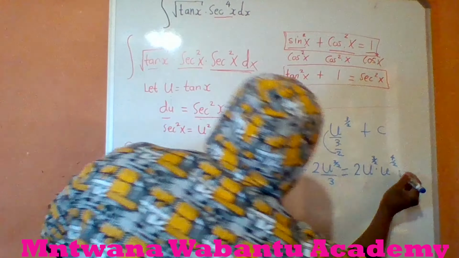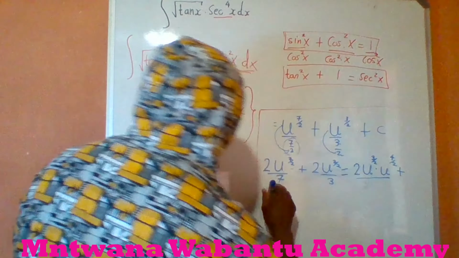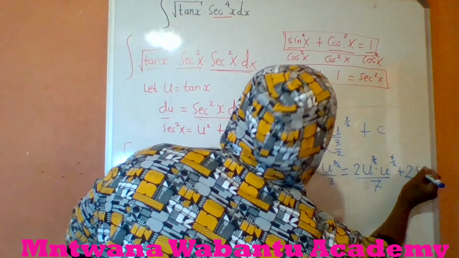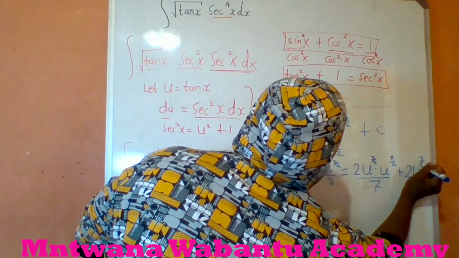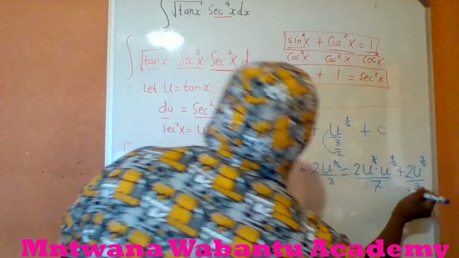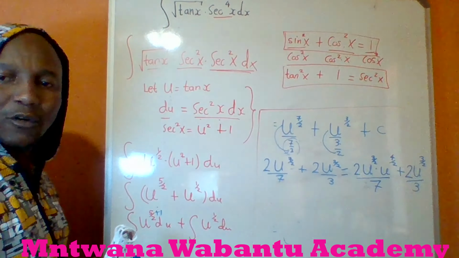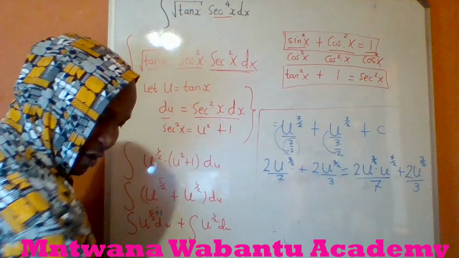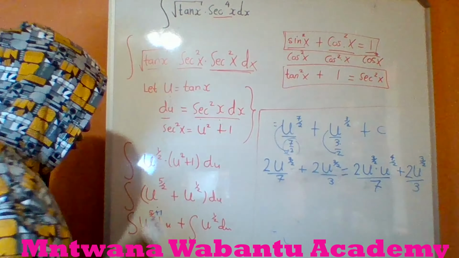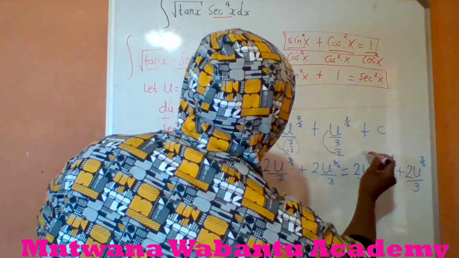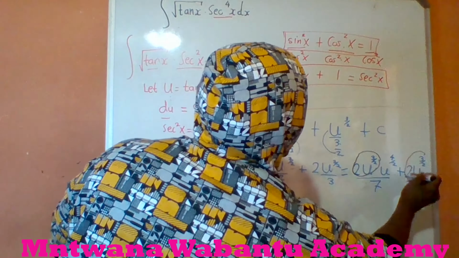And then we plus again, at the denominator we still have our 7, and then plus 2u^(3/2) over 3. But why am I doing that? Because I'm going to have a common factor which is going to go out. See, common factor, which is going to go out. So what is common in this case? Look, this is common and this is common. So we can factor out.